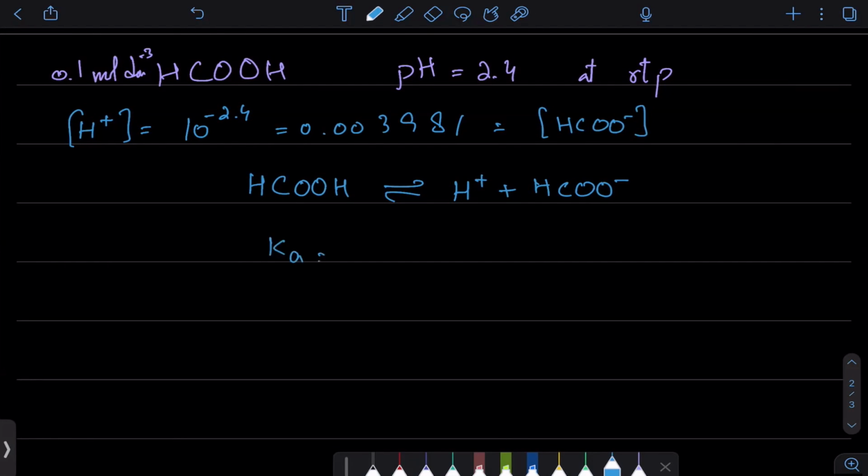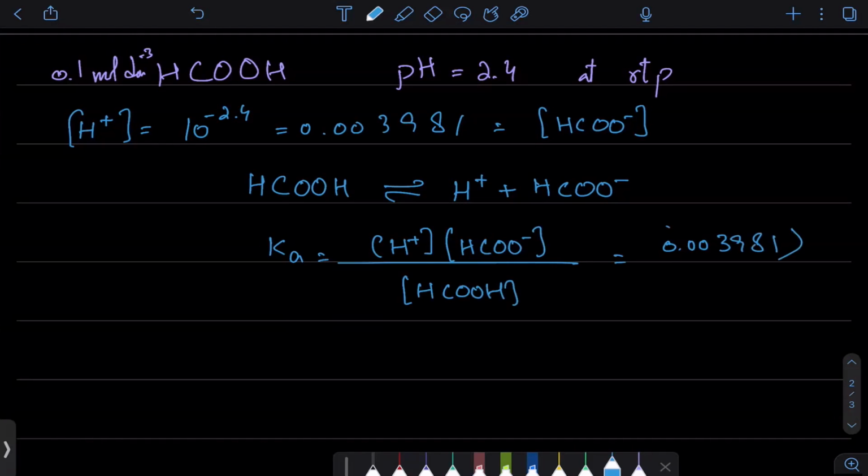So my Ka is going to be the HCOO minus concentration times H positive concentration, divided by HCOOH concentration. H positive concentration I already know is 0.003981, and that is the same as the other one. So I'll take a square of that. And you can clearly see that this is less than 1% of this value. Okay? So because of this we will keep it almost the same. We should subtract this from it, but what difference will subtracting make? So to keep things simple, we'll just take that as the value.